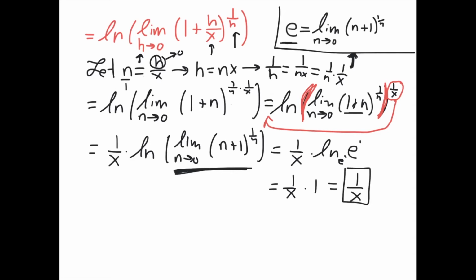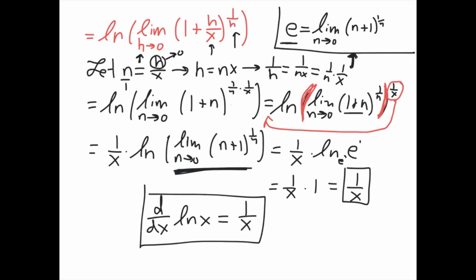So what we've ended up proving is that if we take the derivative of ln x, we get 1 over x. And that is a really nice result. Now, in the next part, we're actually going to generalize this so that instead of just the natural log, we can take the log of any base and do the derivative of it. So let's look at what that would look like.